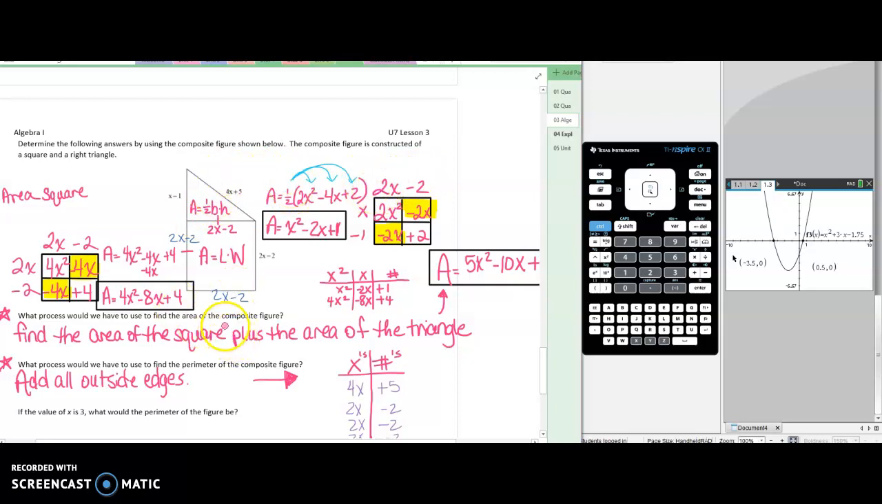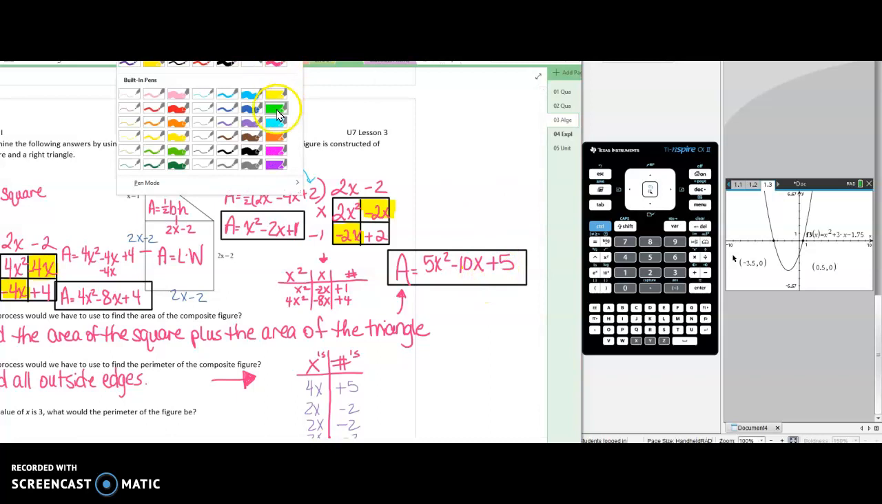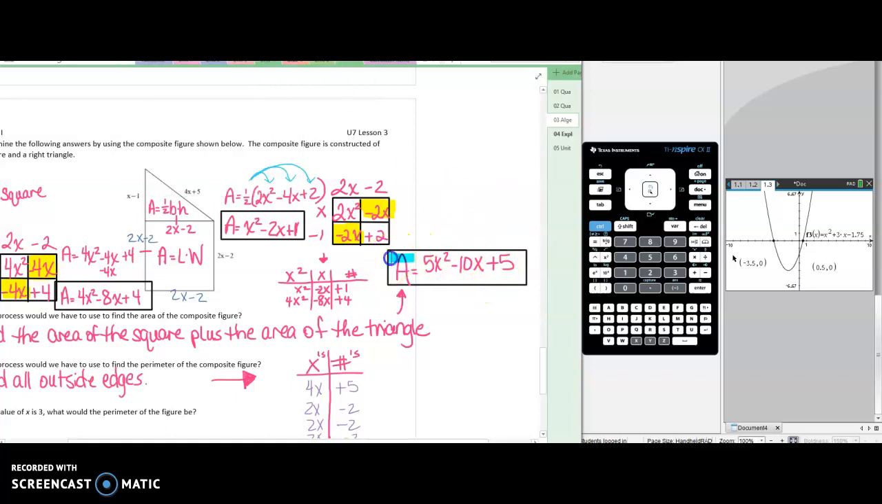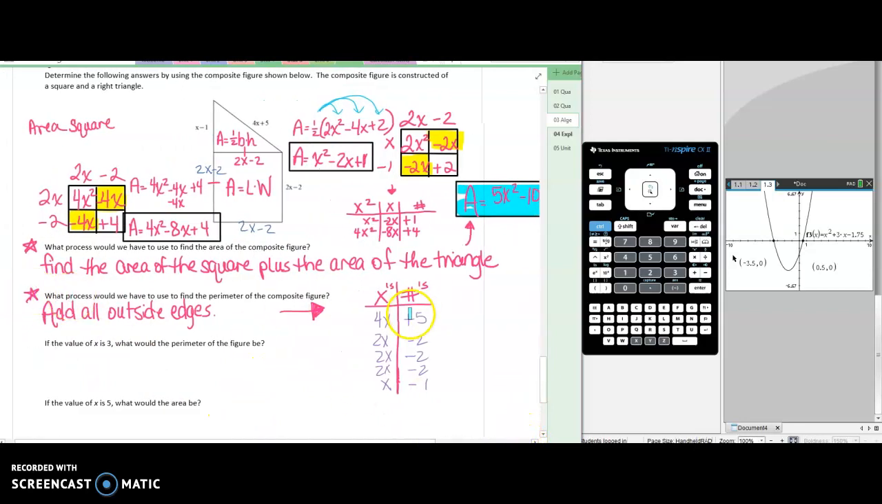Then you add them together. Here's the work for that. And once you get that, here is the total area of those, which is 5x squared minus 10x plus 5. So we're going to need that later, okay? So I'm just going to highlight this in a different color, okay? We're going to need that. All right, so then we need to find the perimeter, right? All right, that means add all the outside edges.